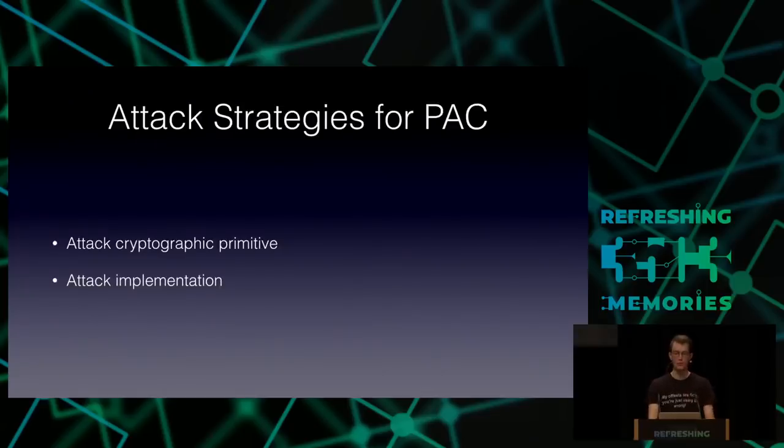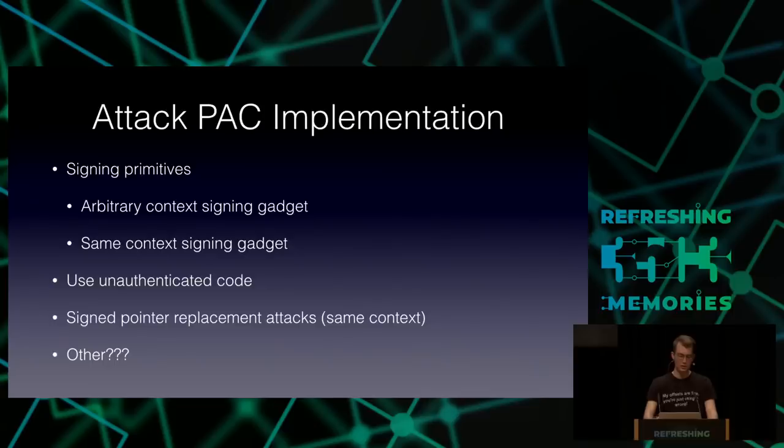So if we go for attacking PAC, there are two attack strategies. We can either go straight for the cryptographic primitive, like take a look at what cipher that is, or how that cipher is implemented, maybe it's weak. Or we can attack the implementation. If we attack the implementation, we could look for signing primitives, which could be small gadgets we could jump to somehow execute to sign a value, which could be either arbitrary context signing gadgets or maybe a fixed context signing gadget.